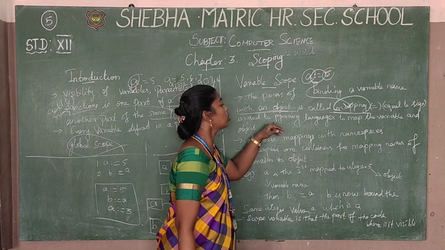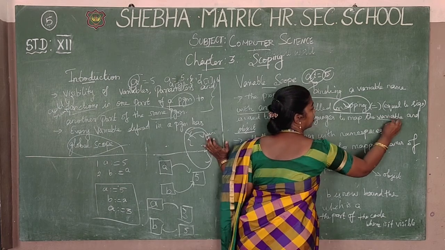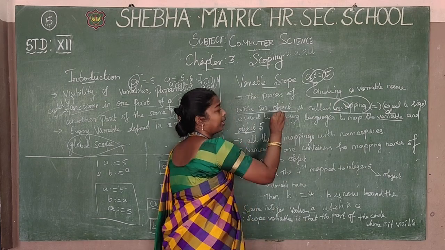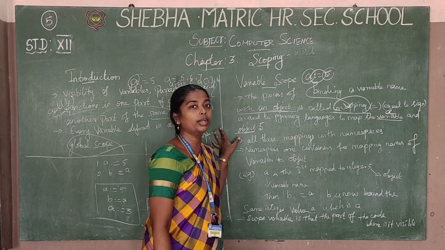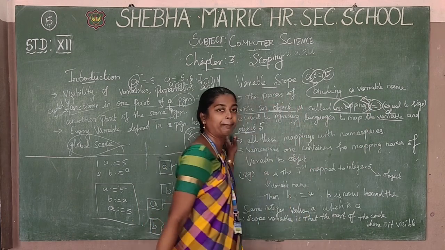Okay, it is used in programming language to map the variable and object. Variable is called a and then object is 5. So it is a variable scope. It is denoted by the is equal to sign. It is called the mapping.